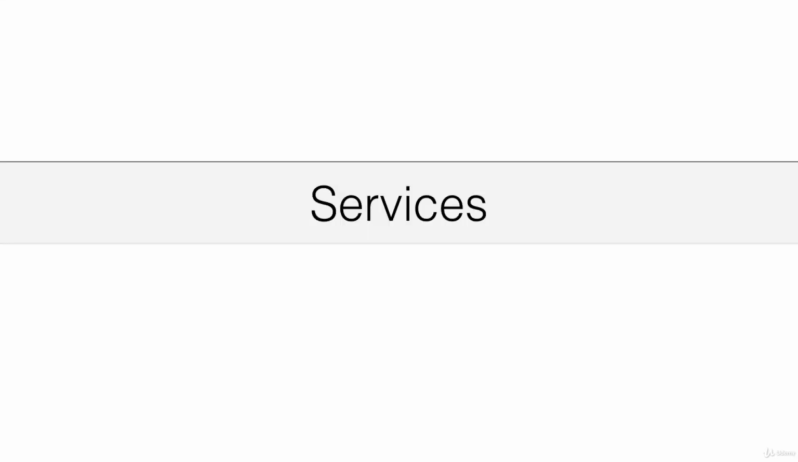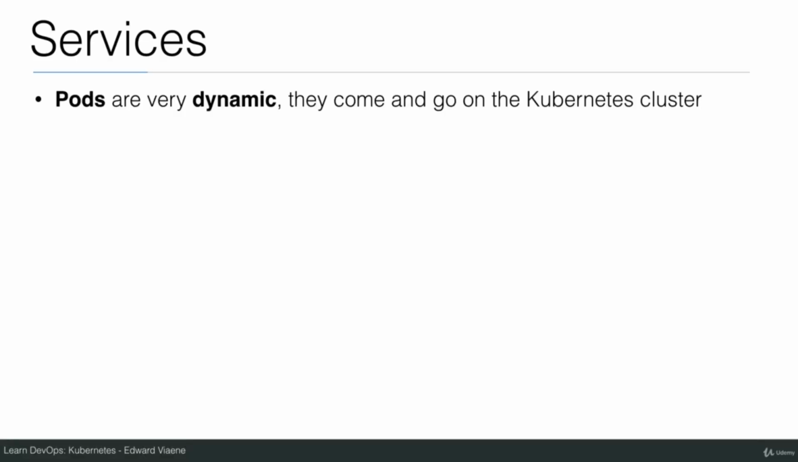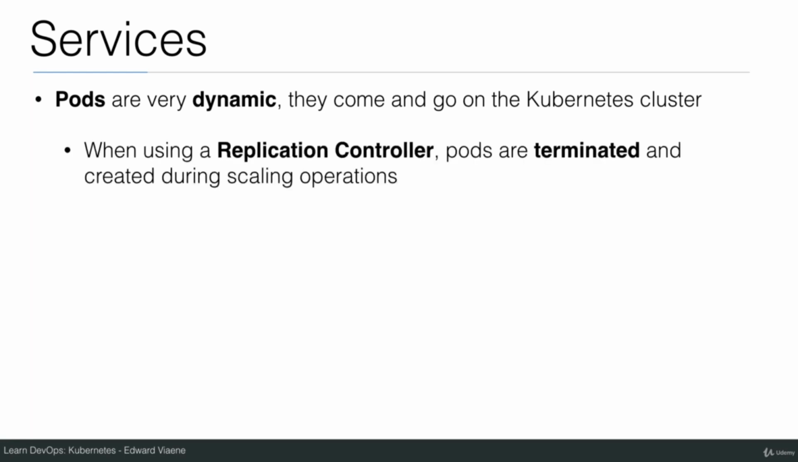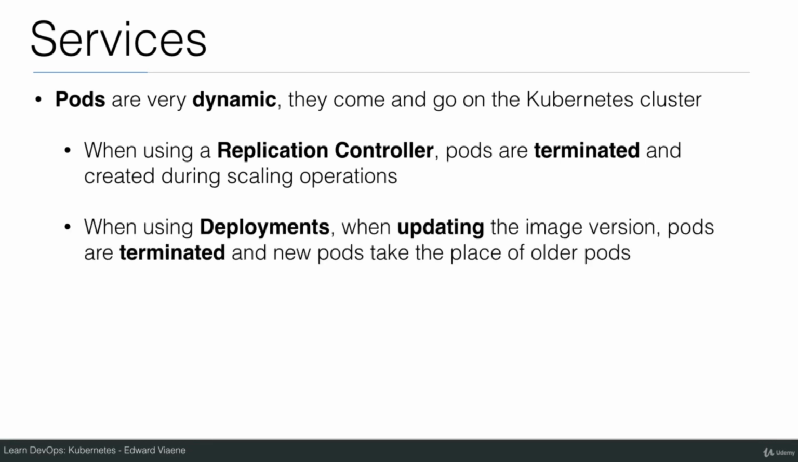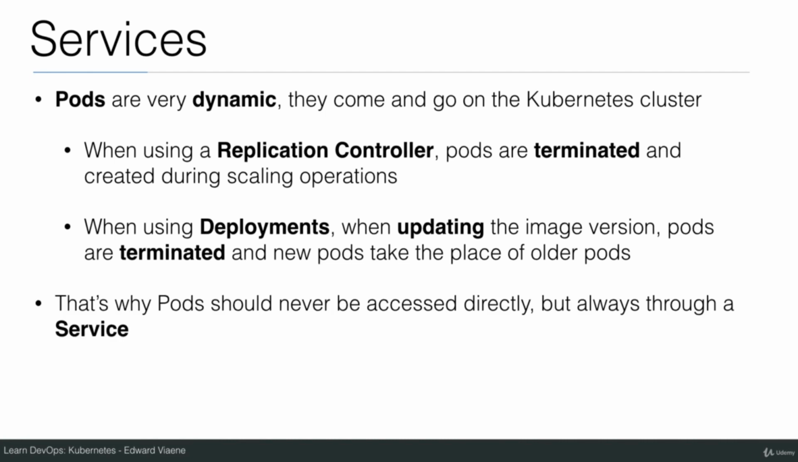In this lecture, I'll be talking a little bit more about services. Pods are very dynamic. They come and go on the Kubernetes cluster. When using a replication controller, pods are terminated and created during scaling operations. When using deployments, when updating the image version for instance, pods are terminated and new pods take the place of older pods. That's why pods should never be accessed directly, but always through a service.